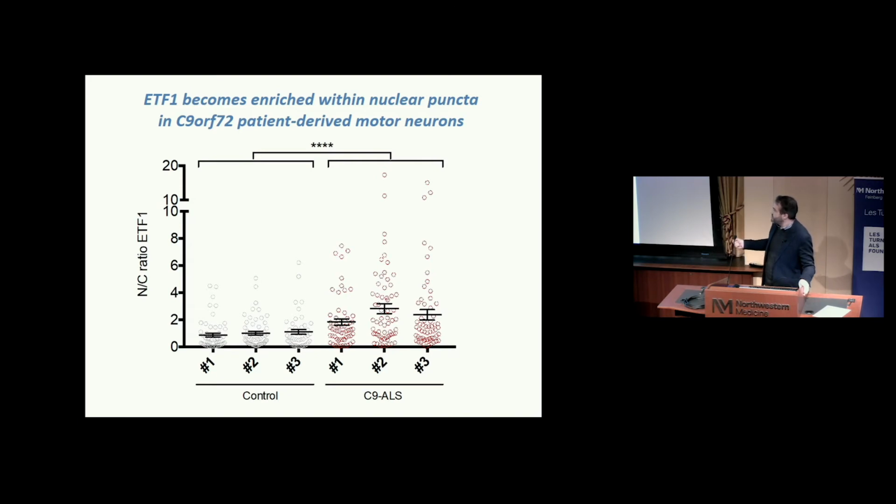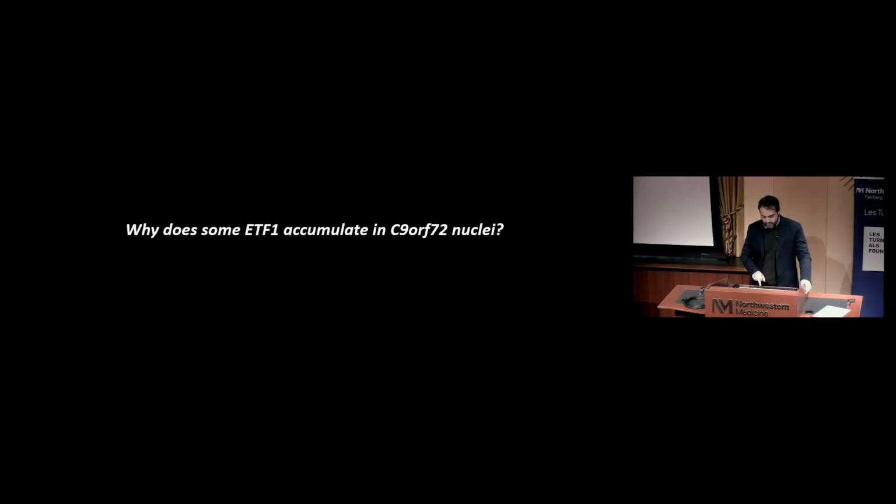And I hope you can appreciate that when you look at the nucleocytoplasmic ratio, ETF1 becomes a little bit more nuclear in the patient neurons. So why does this happen? Why does ETF1 become a little bit more nuclear?